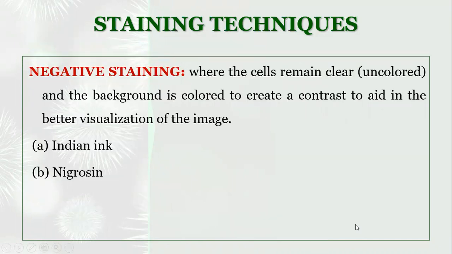Negative staining. In negative staining the cells remain clear, that is uncolored, and the background is colored. So here the background is created, and in the midst of the dark background, the lighter bodies of the cells are visualized. Examples of negative staining are Indian ink and nigrosin dye. These two stains are used in negative staining.